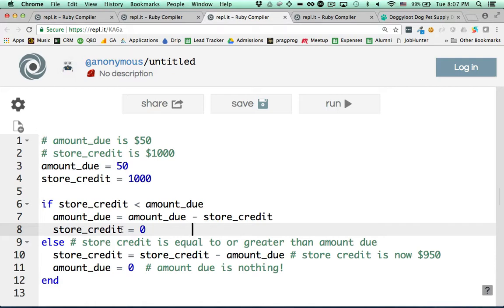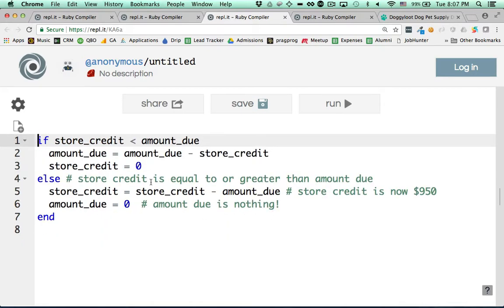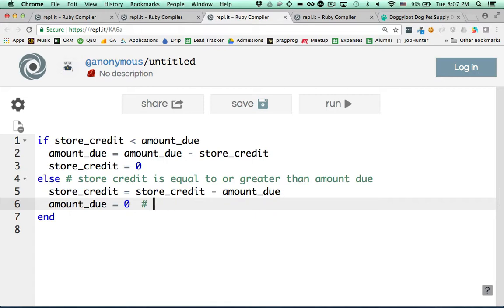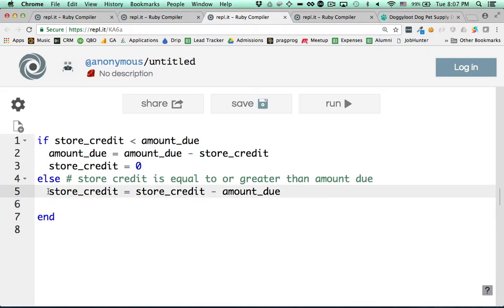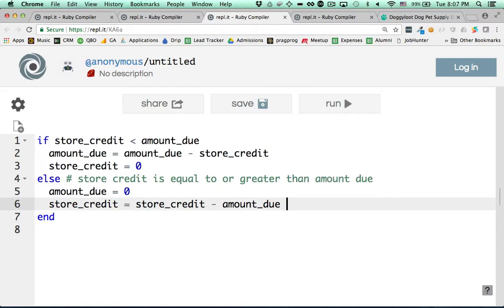Came time for me to really dig into some of the store credit stuff, and I came across this code. However, there was one modification, and that is that these two lines were in the opposite order. So let's walk through what happens in this code. Okay? Let's do this together.